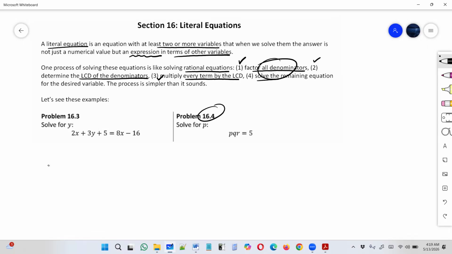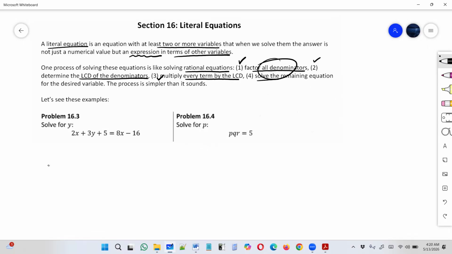So, for example, let's take a look at 16.4. We'll begin with this one first. The equation is P times Q times R equals 5, and we're asked to solve for P. Now, what does that mean? It means that at the end, I must have P equals, and on this side, anything else but no P. So if we're solving for a variable, that variable has to appear, for example, on the left side, and on the right side, I cannot have an occurrence of that variable.